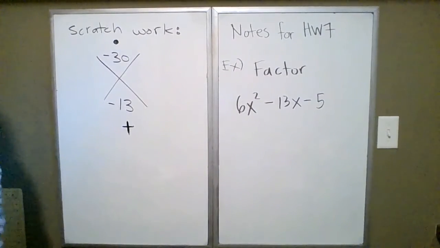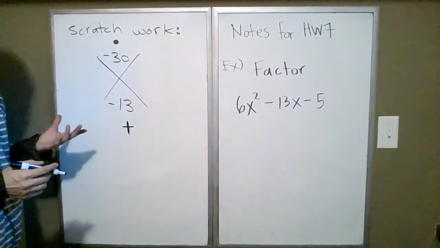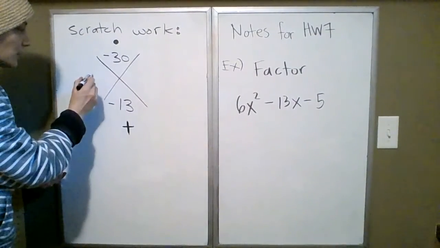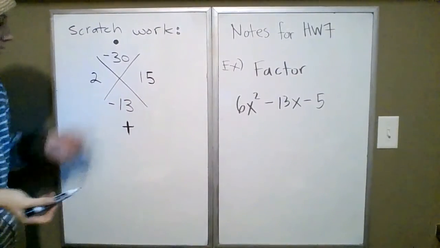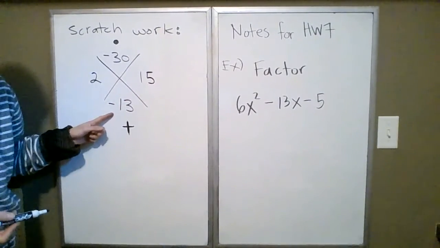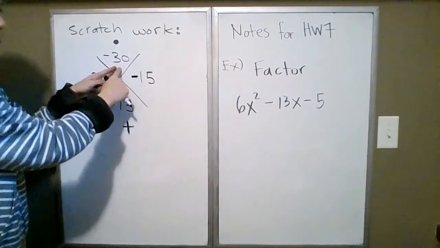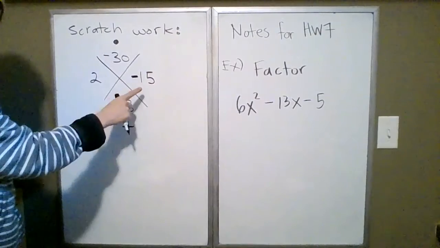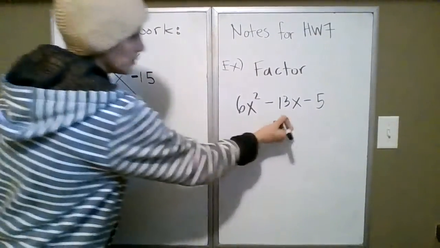So multiply to this, they add to that. You can go through all the possibilities. You could start with 30 and 1, but that's not really going to work. Then I would go with 2 times 15 and put a negative sign somewhere. If I want to add to negative 13, I need the 15 to have a negative sign on it. Then those numbers multiply to negative 30. So that's my guess on how to rewrite that middle term. I'm using 2 and negative 15 to replace this part right here.